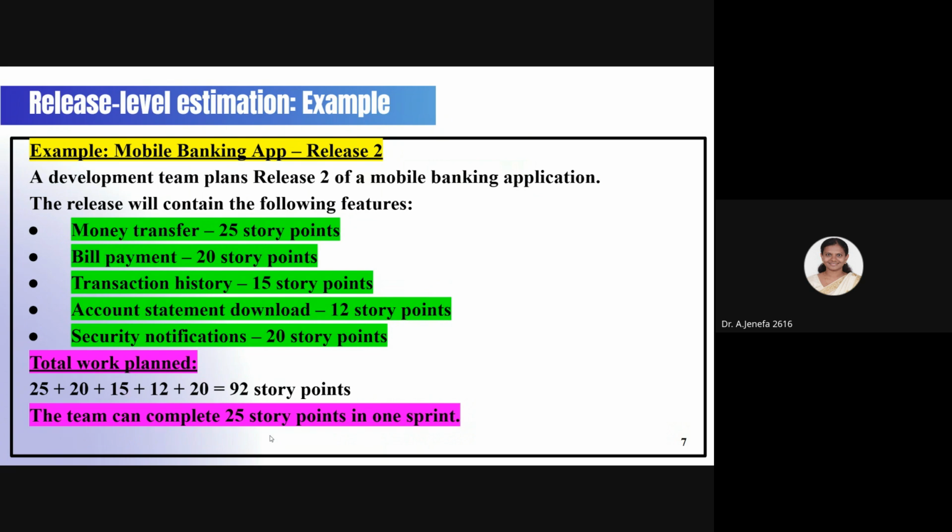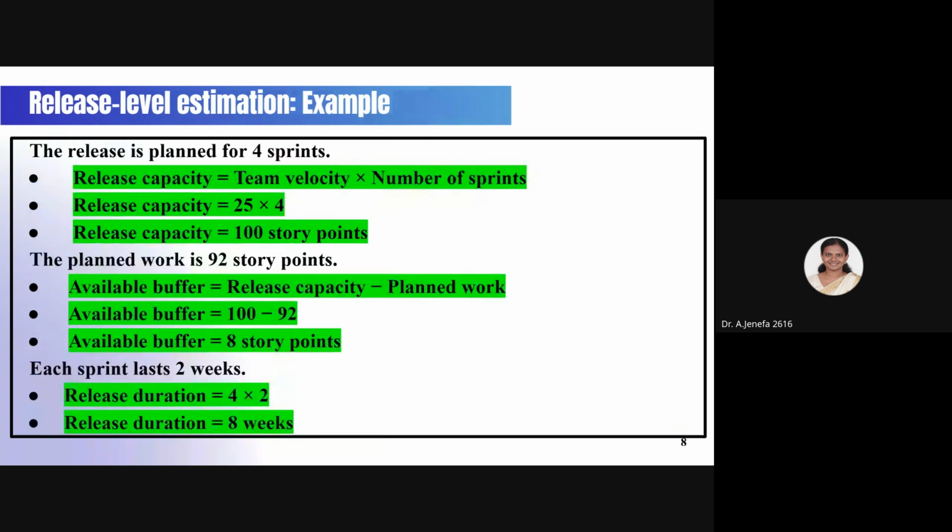The other thing that is given is in each sprint. For each version release, it can have multiple sprints. If it is only one particular sprint, we call it a sprint level estimation. If it has multiple sprints in the version release, we call it release level estimation. So the team can complete 25 user stories in one sprint. So how many can be completed in 4 sprints?